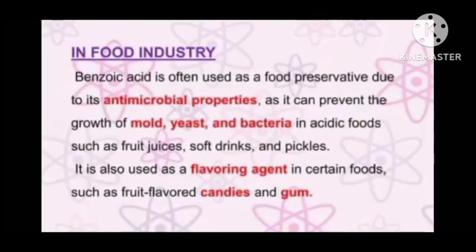In the food industry, benzoic acid is often used as a food preservative due to its antimicrobial properties, as it can prevent the growth of mold, yeast, and bacteria in acidic foods such as fruit juices, soft drinks, and pickles. It is also used as a flavoring agent in certain foods, such as fruit-flavored candies and gum.